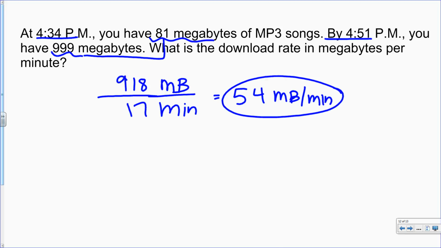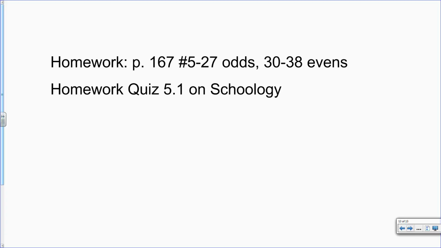Okay? So we've looked at a lot of problems with rates in a lot of different situations. So I want you to go ahead and get into your book and do your homework. On 38, you don't need to do B. Don't do number B on 38. And then when you're done, go ahead and take your homework quiz, and you will be done with that.